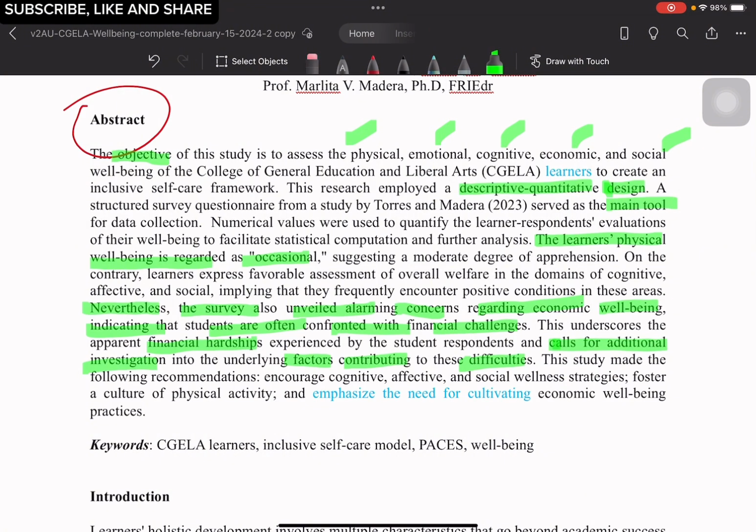The study made the following recommendations. So again, the abstract should contain the summarized recommendations of your study, to encourage cognitive, affective, and social wellness strategies for the learners to be able to cope with the following difficulties.